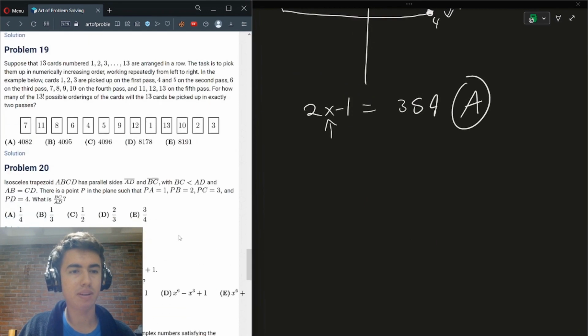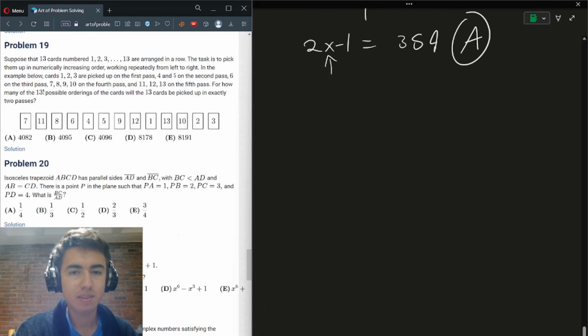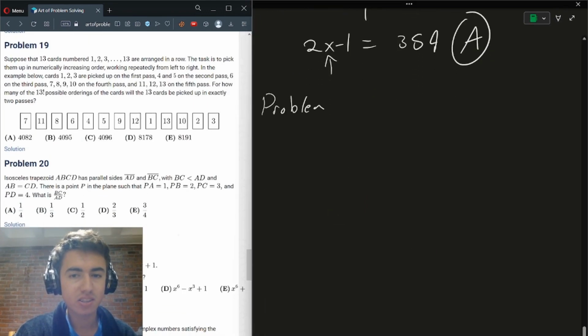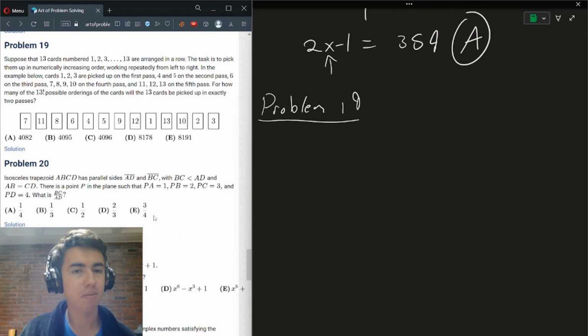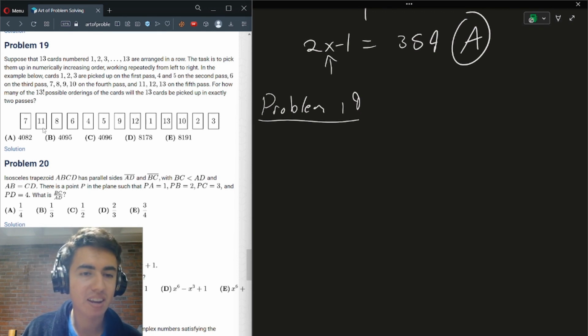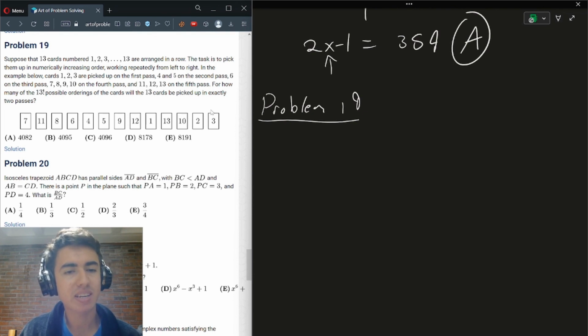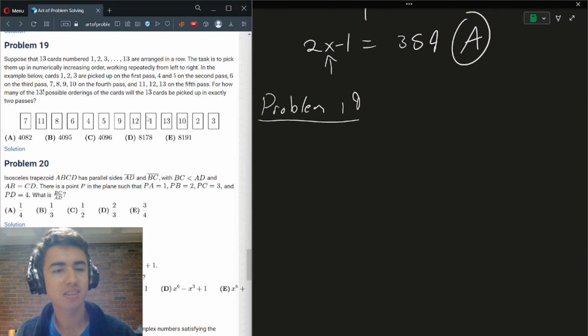On to problem 19. We have this sort of algorithm for picking cards, where we imagine going through the cards from left to right, and we first get the cards 1, 2, 3, etc., as high as you can go until you reach the end. Then you restart from the beginning, and you keep doing that in sequential order of numbers until you get all the numbers, right? It shows you an example here, and we want to know how many ways with 13 cards it will only take 2 passes to get all of the cards.